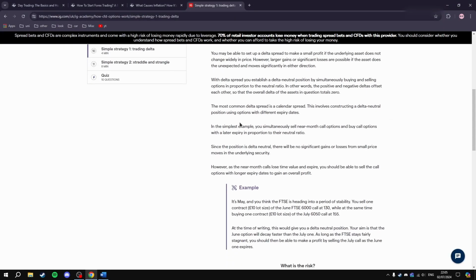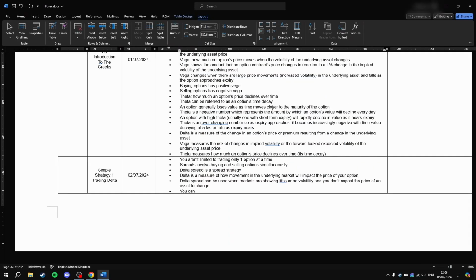You may be able to set up a delta spread to make a small profit if the underlying asset does not change widely in price. However, larger gains or significant losses are possible if the asset does the unexpected and moves significantly in either direction.